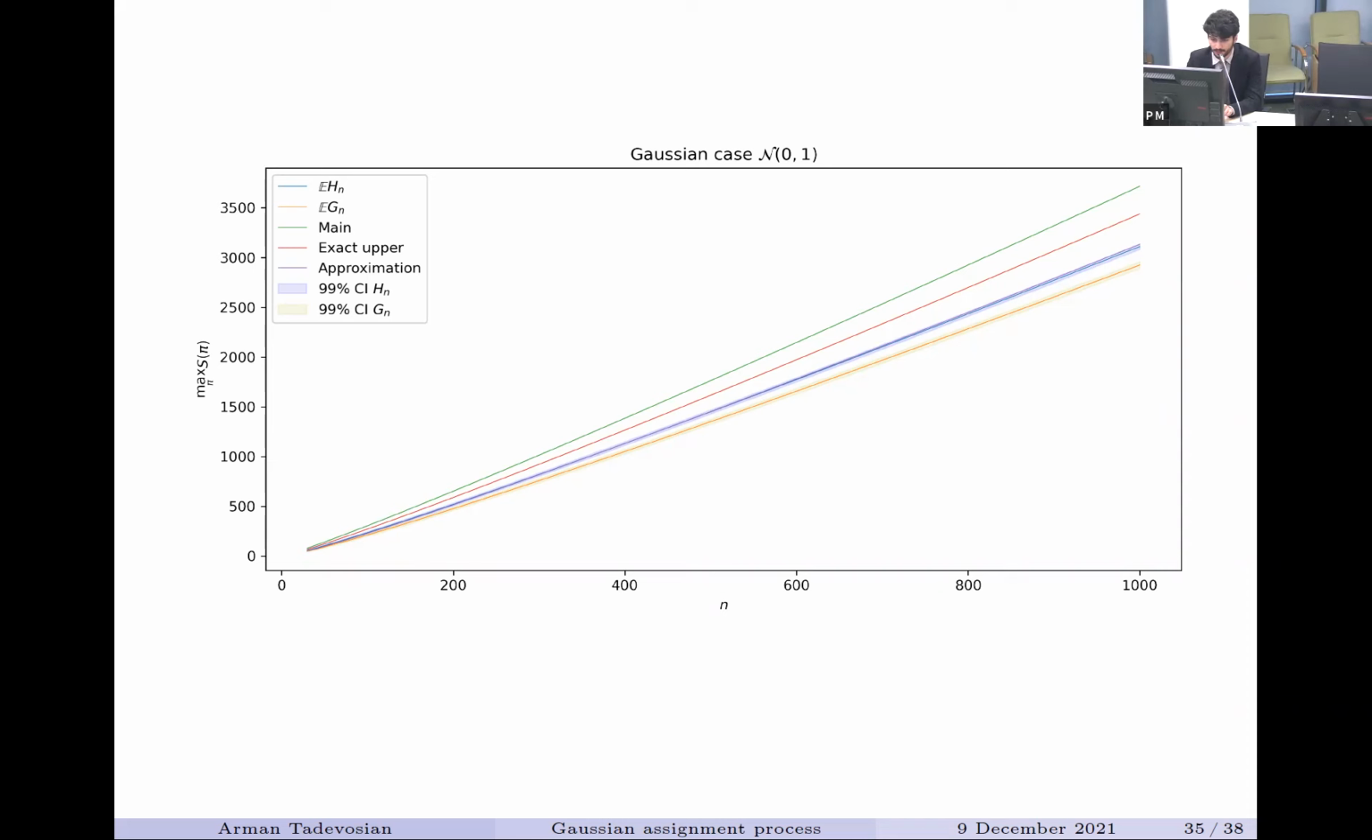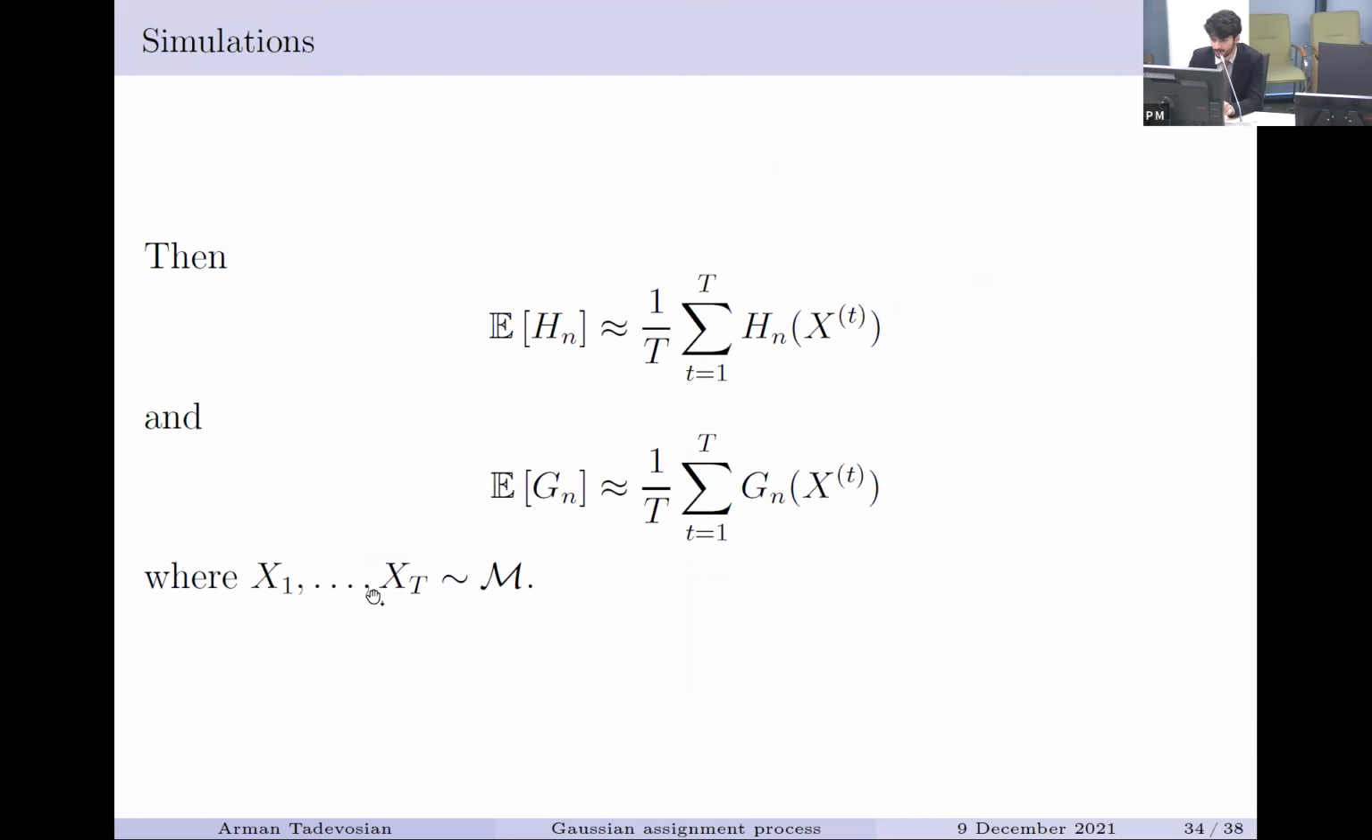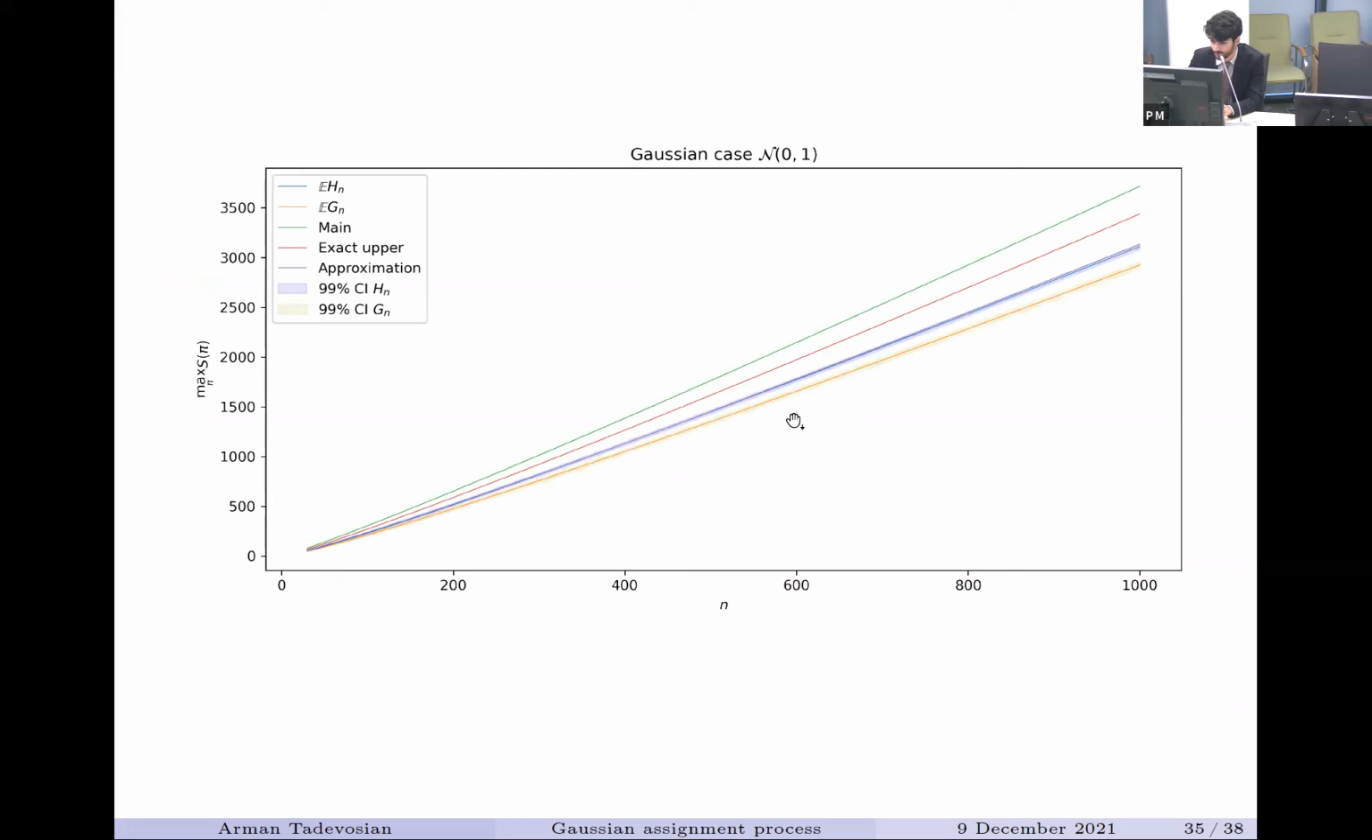Well, I had to mention that this T, the number of samples, was something like 300. So for each size of the task N, we solve T problems and then average them. So for each N here, we had solved 300 problems and then averaged them.